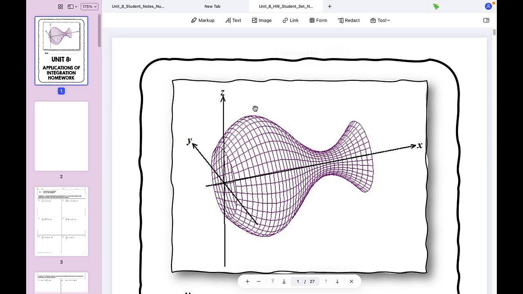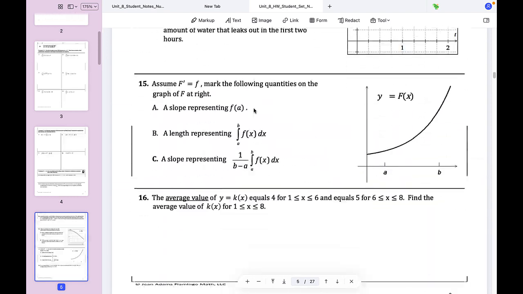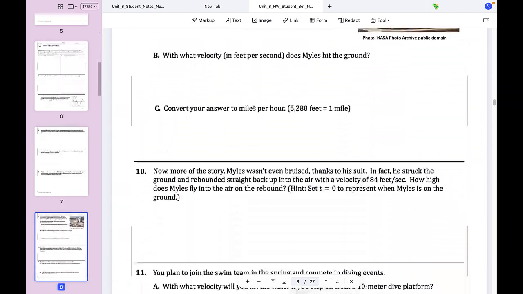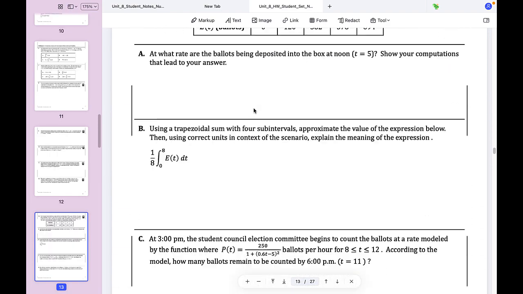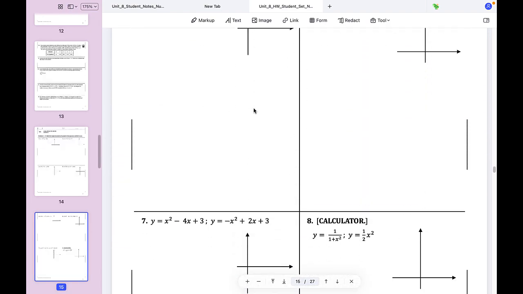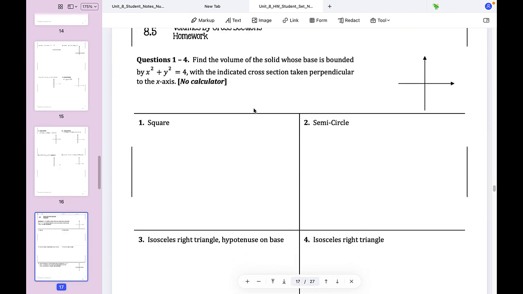Okay, so now that we have our homework open, let's scroll down to homework 8.5. I'm going to try to save time by not actually stepping through the integration. I'll set it up for you, and then we'll look at the actual solution, okay?